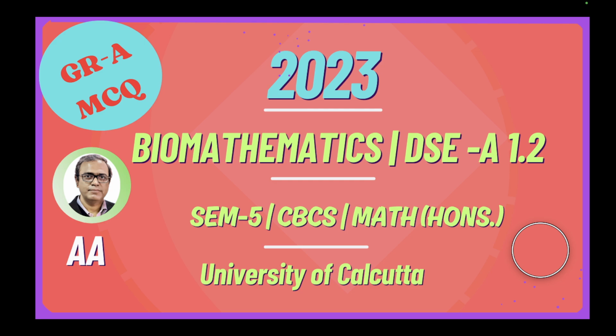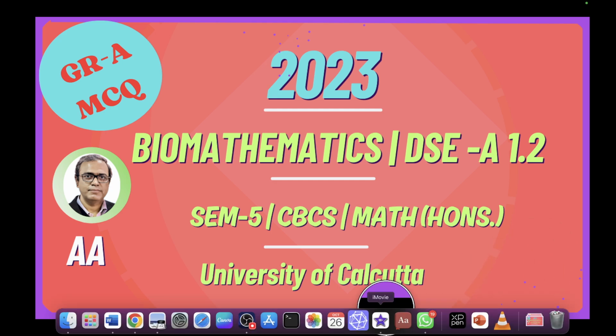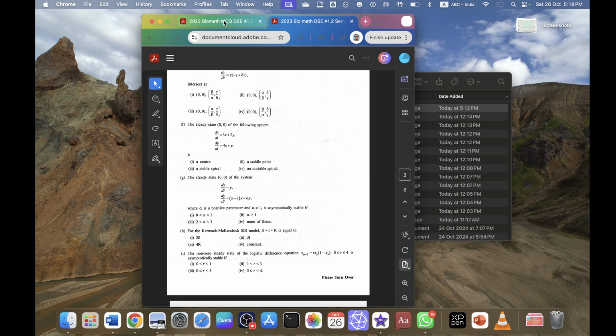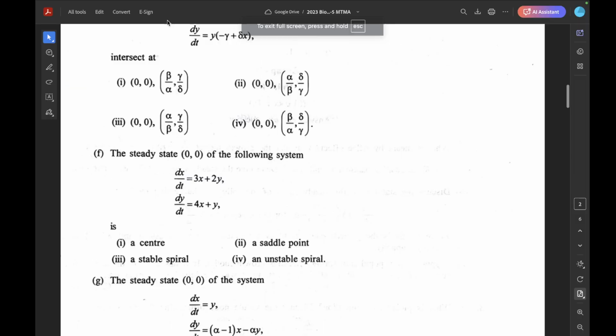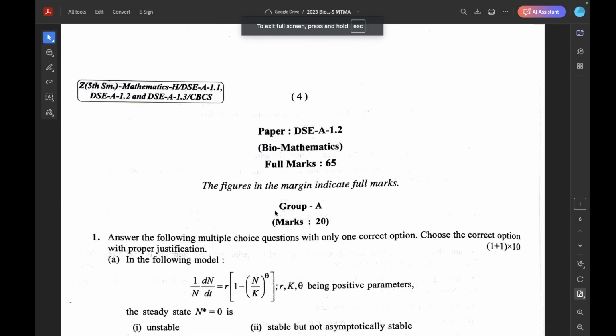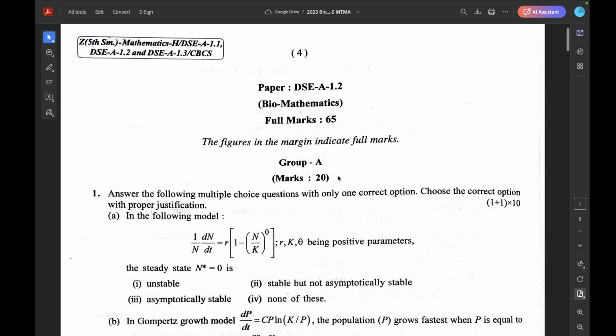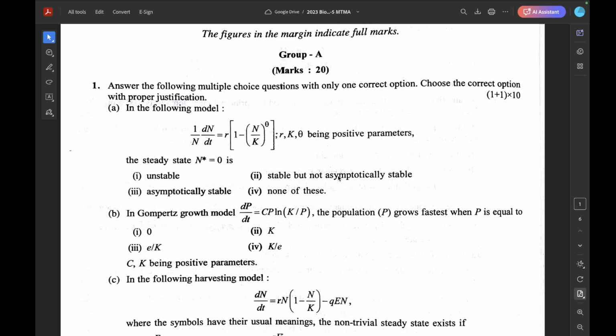Today we discuss MCQ of 2023 Biomathematics paper, semester 5, CBCS Mathematics Honors, University of Calcutta. The question paper DSE A 1.2, 2023 Biomathematics, question 1A.